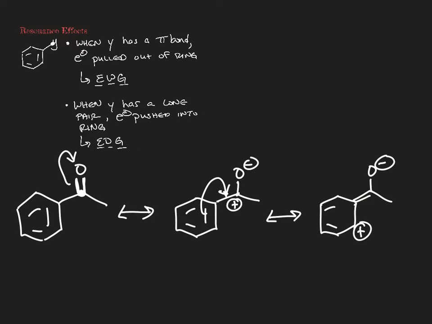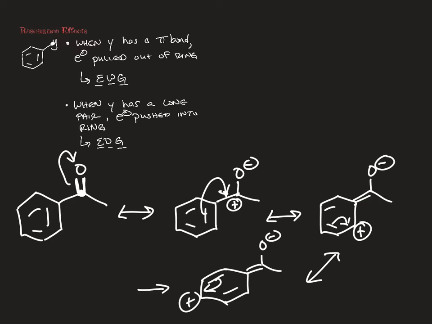So now that carbocation is part of the ring. I can keep going. I can continue to draw resonance structures and move that positive charge around the ring. So there's one step. Here would be the next one.